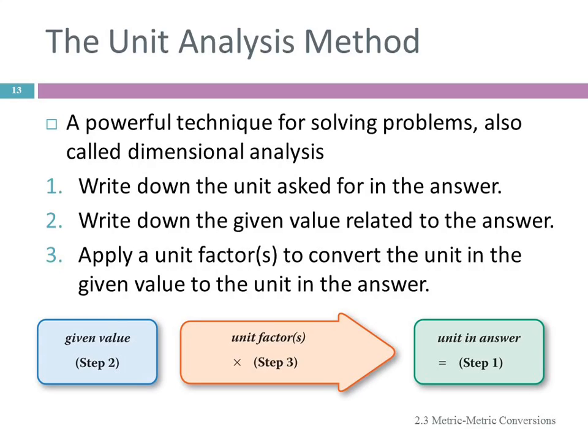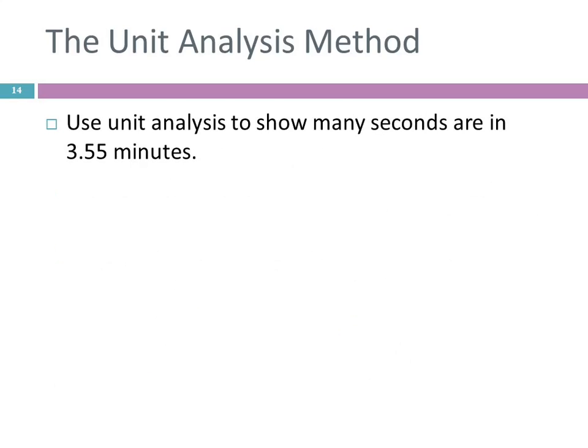So here are the basic steps. First, write down the unit that's asked for in the answer. We have to read through the problem and find out what unit they are wanting us to give. Then we need to identify and write down the given value. So there's a unit that they want, there's a number and a unit that you're starting with, and then you're going to apply a unit factor, sometimes more than one, that will help you get from the given value to the unit in the answer. So we'll do some examples.